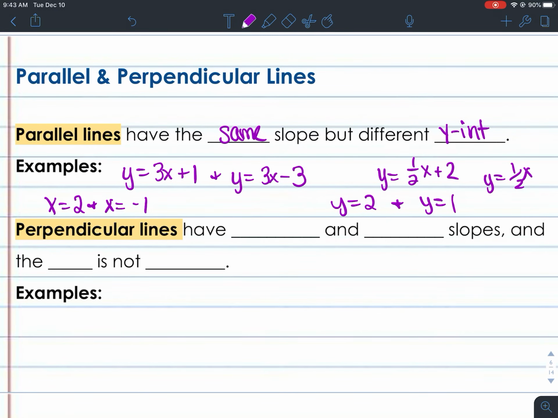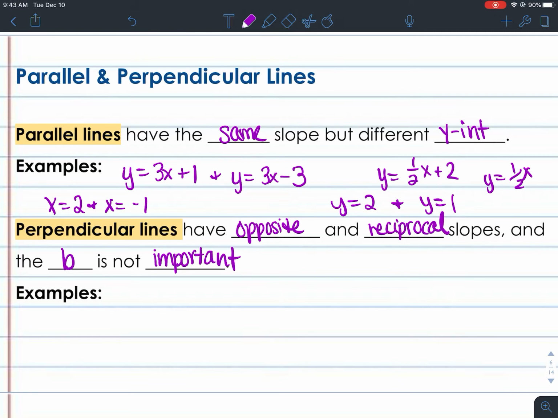Perpendicular lines have opposite and reciprocal slopes. And the b is not important. So normally the b is not the same, but it can be the same if they intersect on the y-axis, if that's where the two lines cross over.